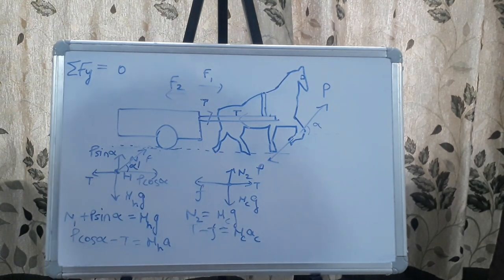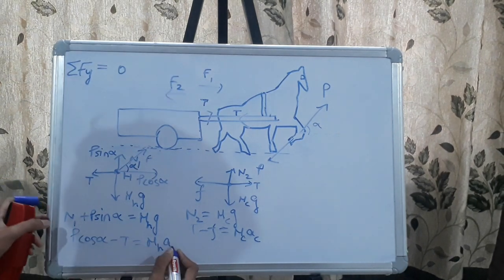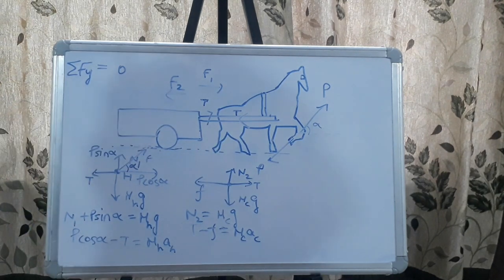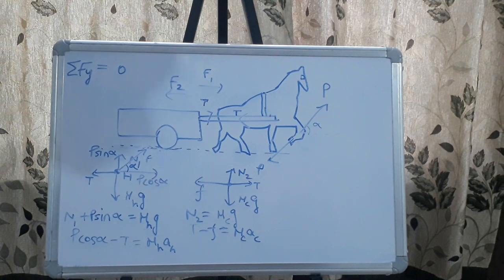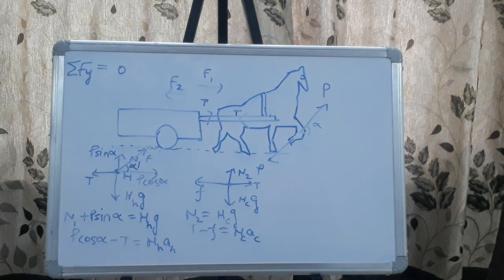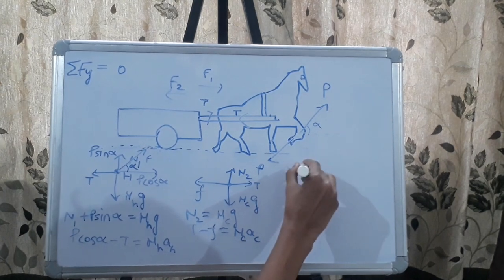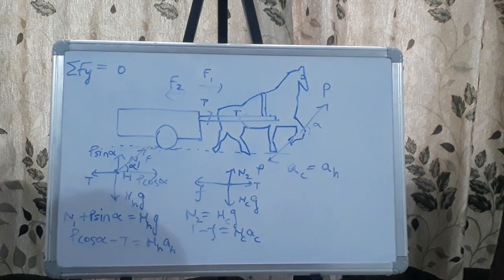Now comes the very important step. I want you to think about this. If the horse is moving with an acceleration, let me call this AH, and the cart is moving with an acceleration AC, is AC equal to AH? Think about it. The answer is yes, AC is equal to AH, because the horse is moving with an acceleration AH, and the cart, in order to keep up with the horse and to remain as a system, should also move with an acceleration equal to the horse. So AC is equal to AH.